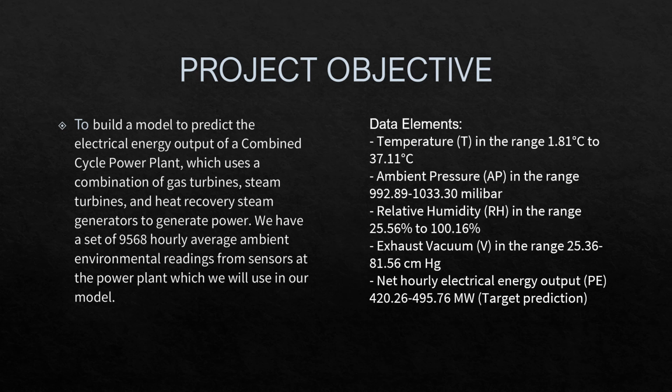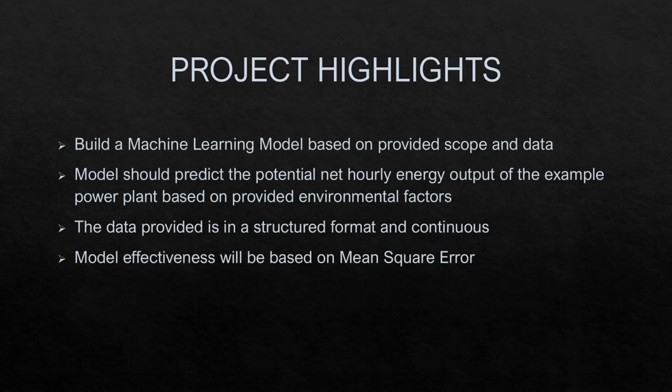The data elements we considered are temperature, ambient pressure, relative humidity, exhaust vacuum, and net hourly electrical energy output. The project highlights were to build a machine learning model based on provided scope and data. The model should predict the potential net hourly energy output of the example power plant based on provided environmental factors. The data provided is in a structured format and continuous, and model effectiveness will be based on mean square error.